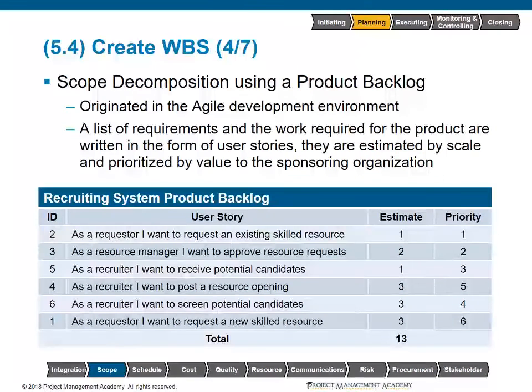We do have an ability to do scope decomposition using a product backlog. For those of you with an agile background, this will look immediately familiar. So what we have in the table below, we have a unique identification, so it just looks like sequential numbers 1 through 6. We have a user story. So typically anytime we are using user stories, we want to start with a persona. So as a blank, I want to do something so I can receive some type of value or benefit.